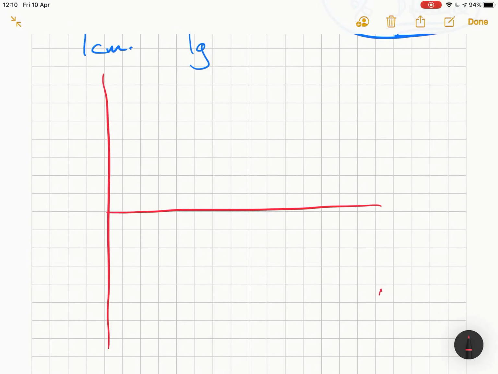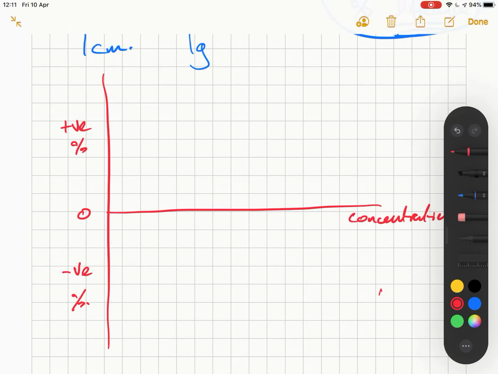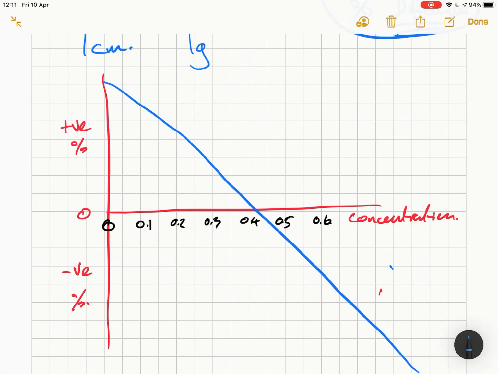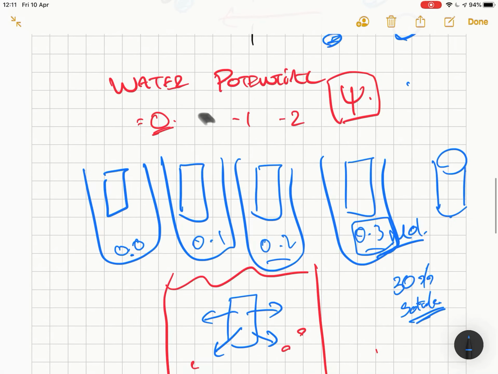And what you would have done, hopefully, is plot a graph of these results. And you would have had, let's say these are positive and these are negative percentages. You would have had the concentration on the x-axis, so whatever the solution was that you put the potato into. And along the bottom, let's say that starts at 0, and then we've got 0.1 and 0.2 and 0.3, etc. I'm just making these values up. But we would see, hopefully, a graph that would do this.